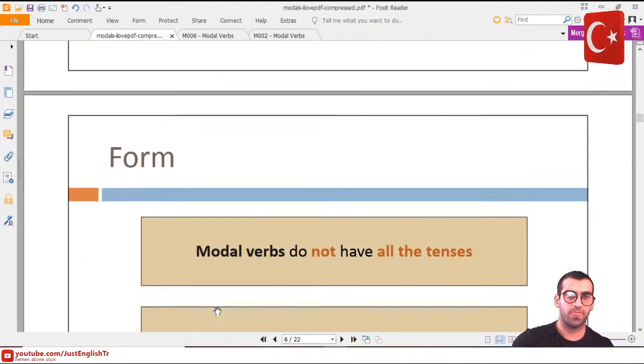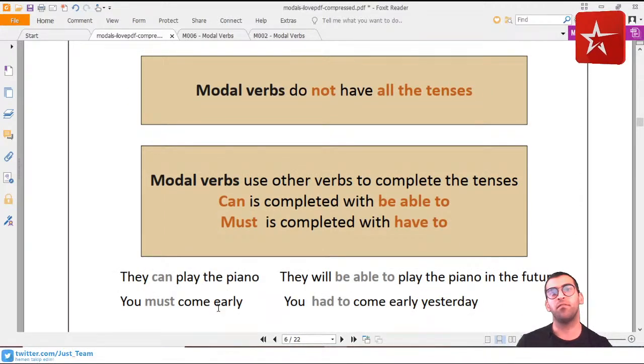All right. Modal verbs don't have all the tenses.